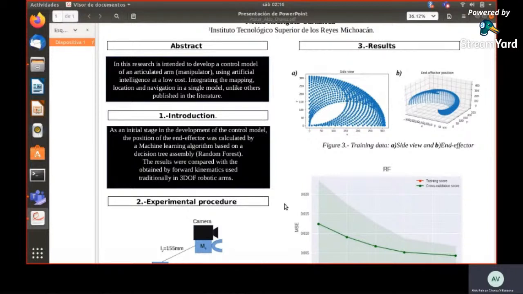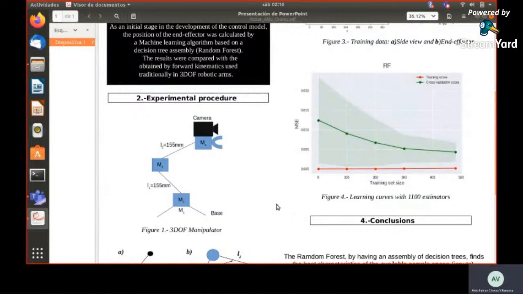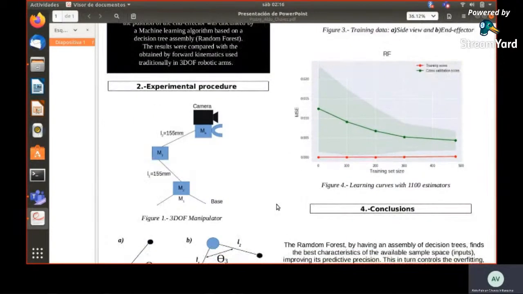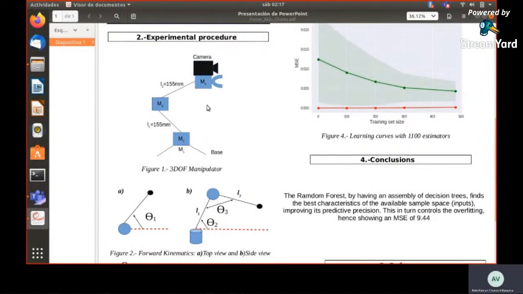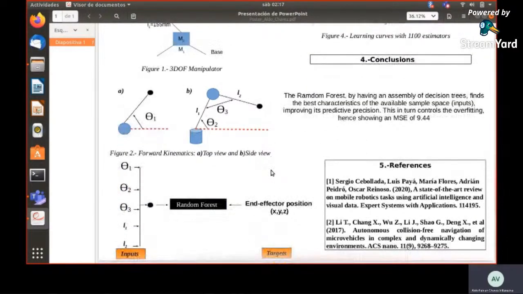For example, random forest is a typical ensemble. The results were compared with those obtained by forward kinematics, used traditionally in a 3 degrees of freedom robotic arm. In this case, for example, this is the manipulator used in this research work, and the forward kinematics example you can see right here.